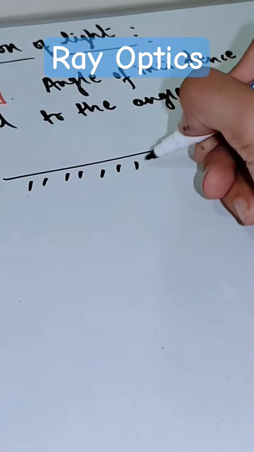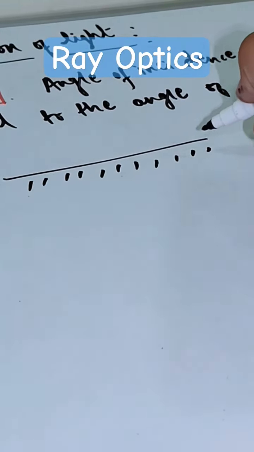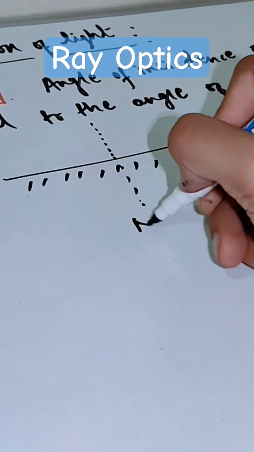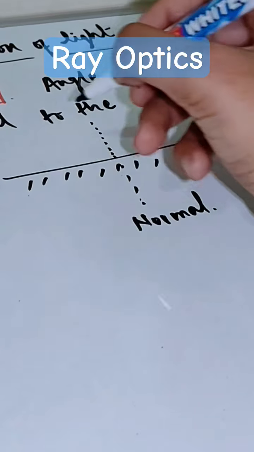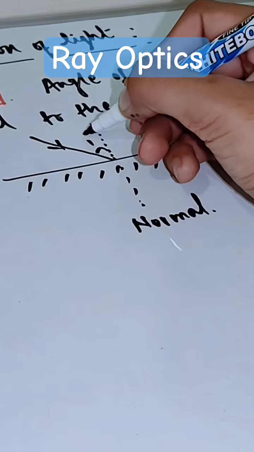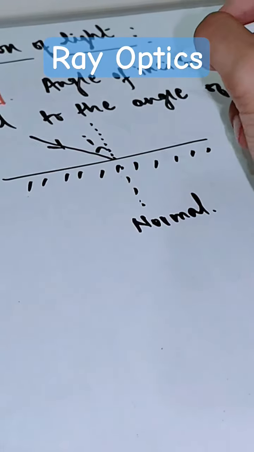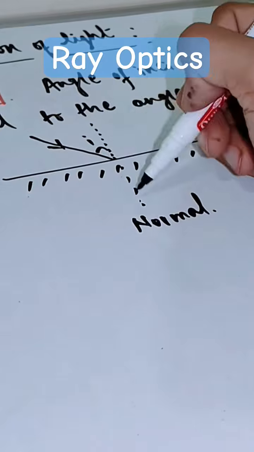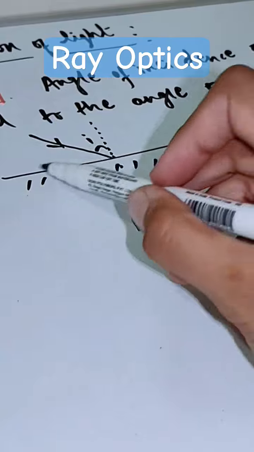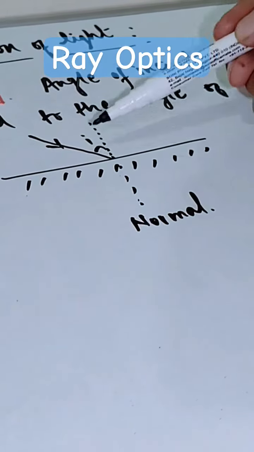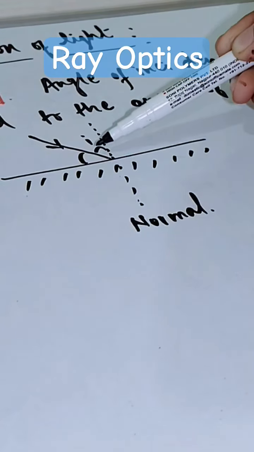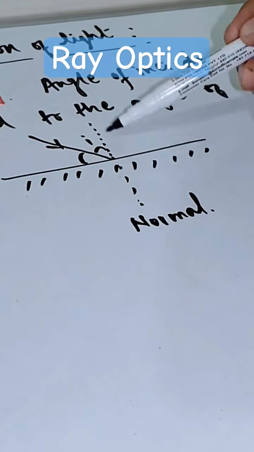Over here, let's say I have the mirror in which you look at yourself every day. This is the normal of the mirror, and here comes an incident light at some angle I. I'm going to call it the angle of incidence with respect to the normal. With respect to the normal means that I am not measuring this angle, I am measuring this angle. That is what it means to be measured with respect to the normal.